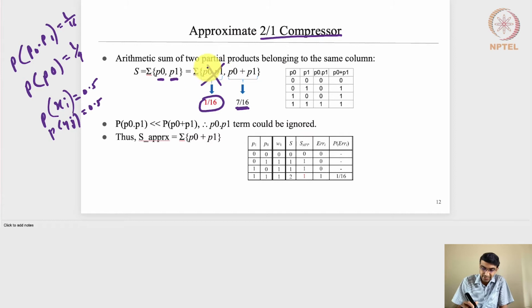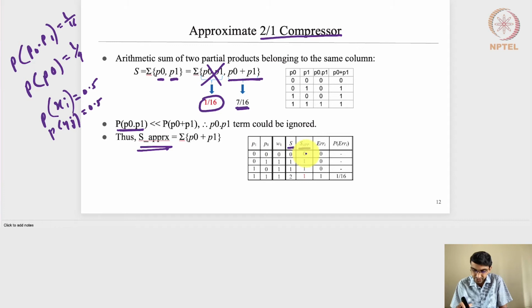So in that sense, if I actually ignore it and do only the OR operation, it can reduce the computation. Right, so the AND product is kind of ignored. Can we ignore that? And what happens to the approximate sum? One such truth table is given: P1, P0, W1. W1 is nothing but P0 plus P1 considered to be the W1. And then the sum is given, and then the approximate sum is given. This is the accurate sum.